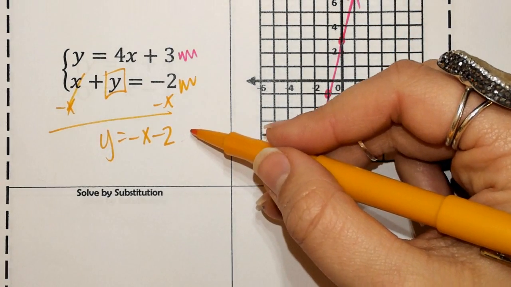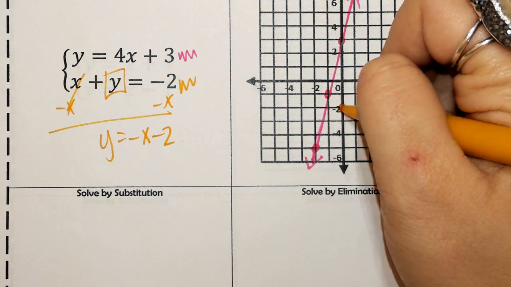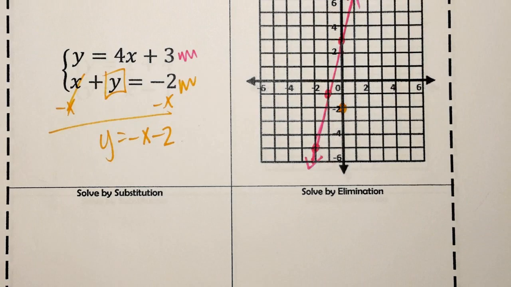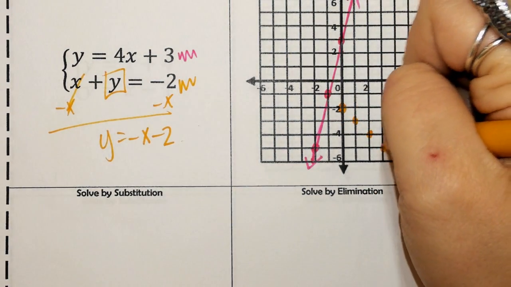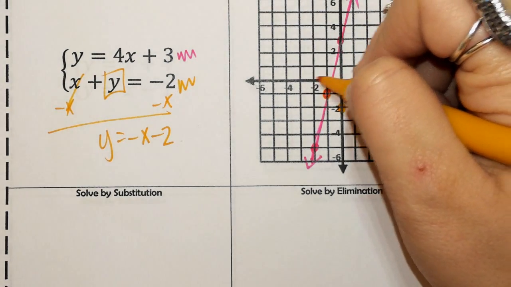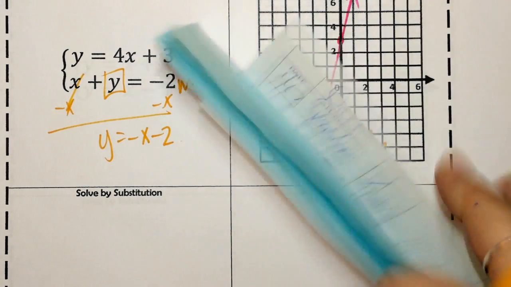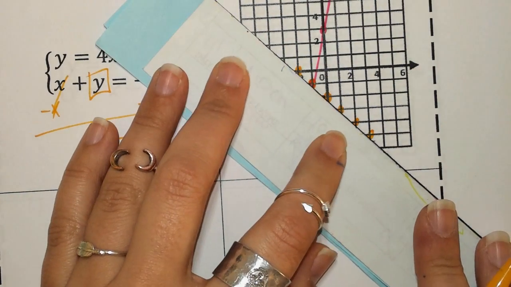Alright, down 2. You go down 2 and put a dot, and then what's our slope? Down 1, right 1. Are we ever going to cross if we keep going down 1, right 1? So what do we do? Up 1, left 1. It's -1, -1.